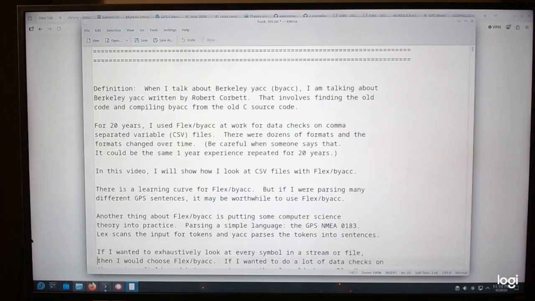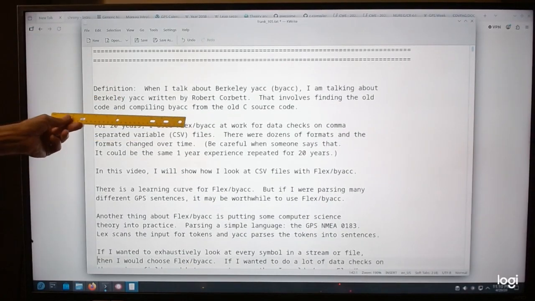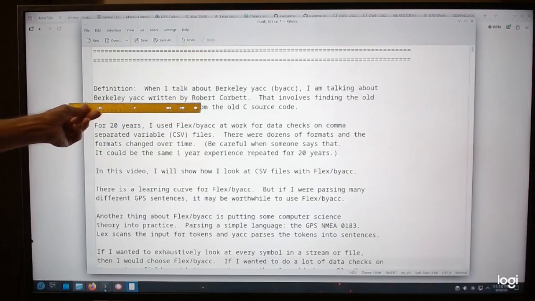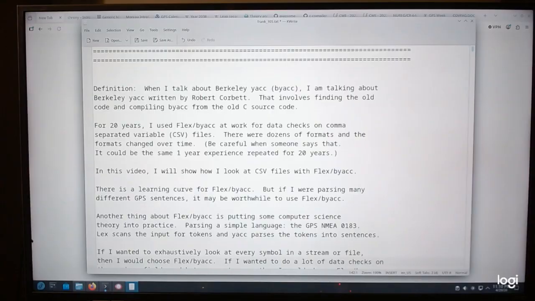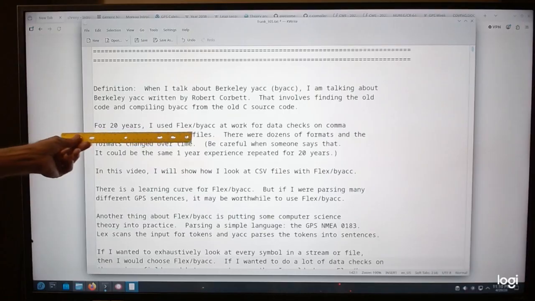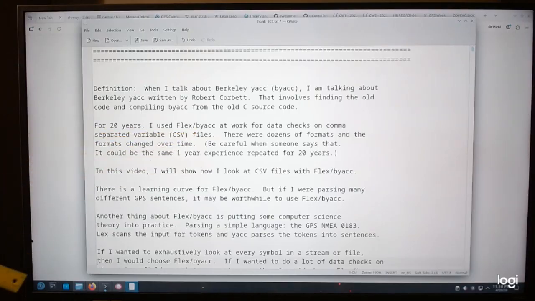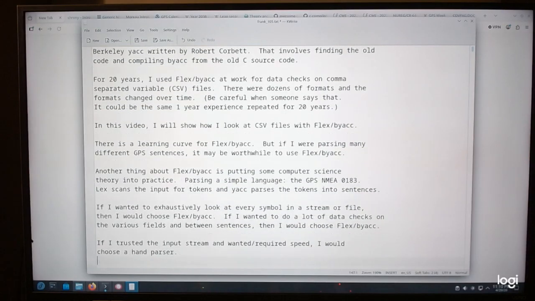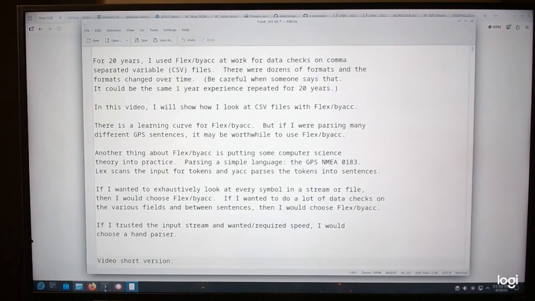When I talk about Berkeley YACC, I'm talking about the original Berkeley YACC written by Robert Corbett. I used Berkeley YACC at work for about 20 years. There were dozens of instruments and dozens of formats that I used with Lex and YACC. I'll show you a quick view if you want to see what Lex and YACC look like.